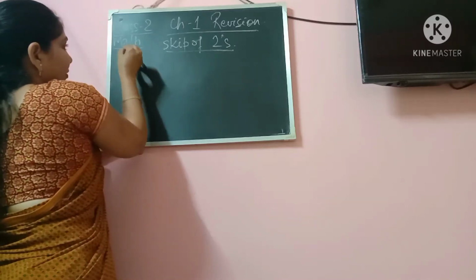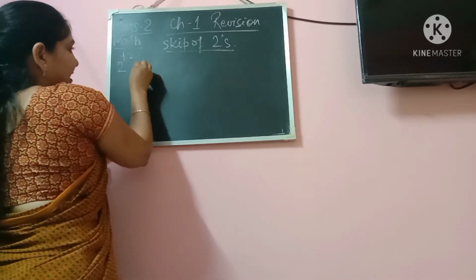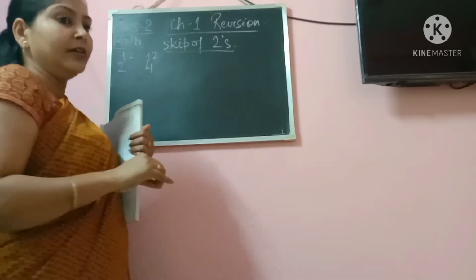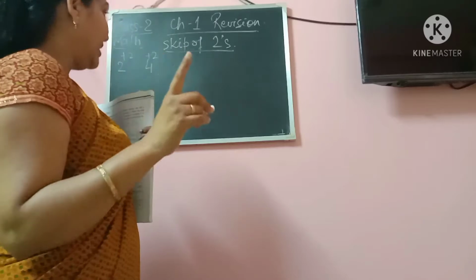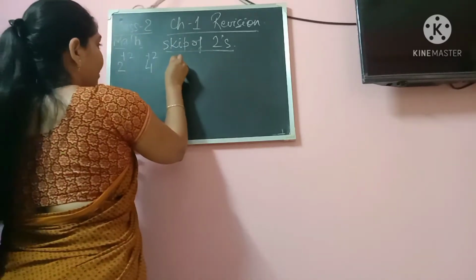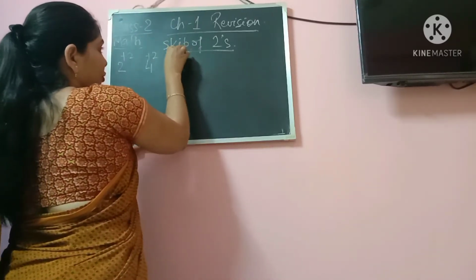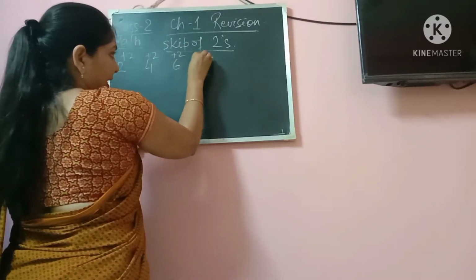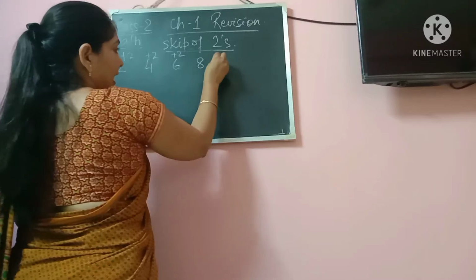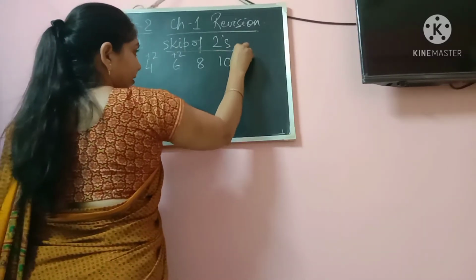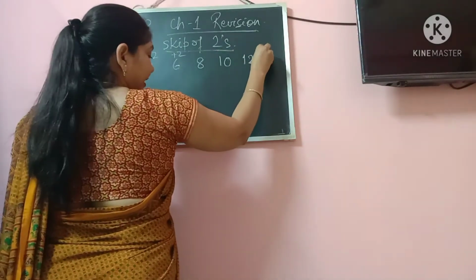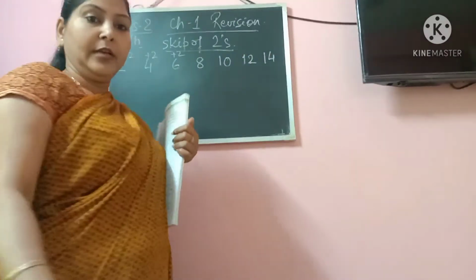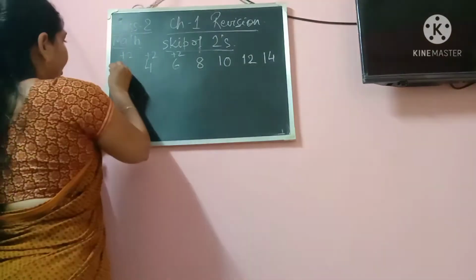Now if I add 2 to 2, the next number will be 4. Again if I add 2 to 4, the next number will be 6. With 6 again if I add 2, the next number will be 8. In this way, again 10, then 12, then 14, and likewise it will go on. Understood? Now this is the first pattern.